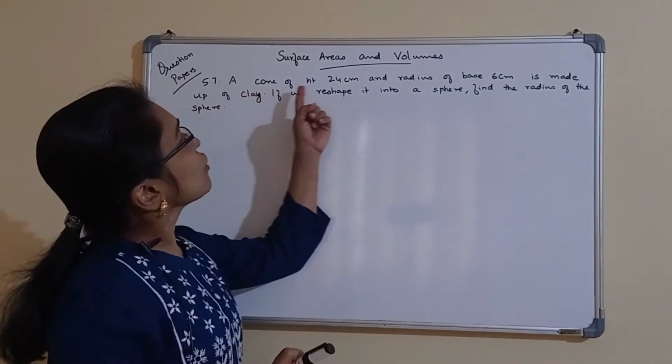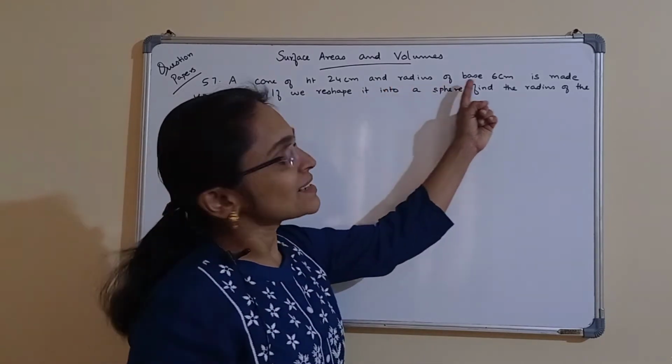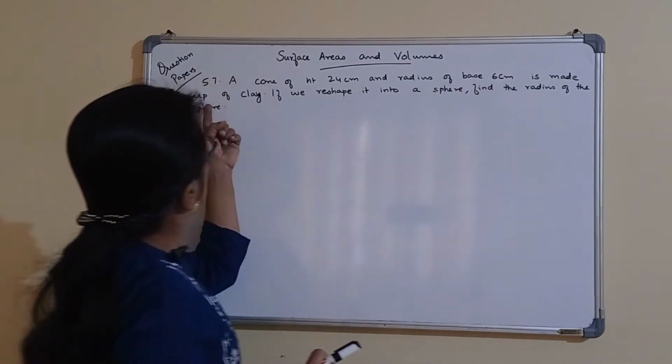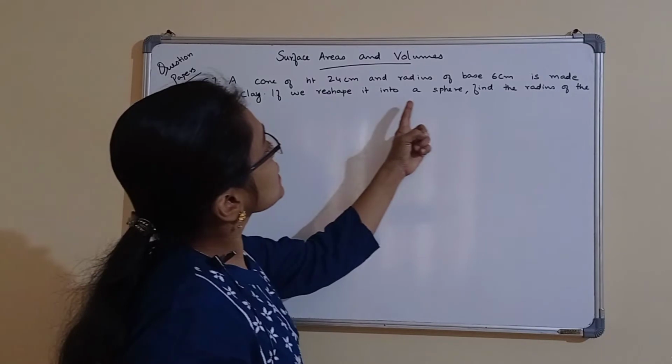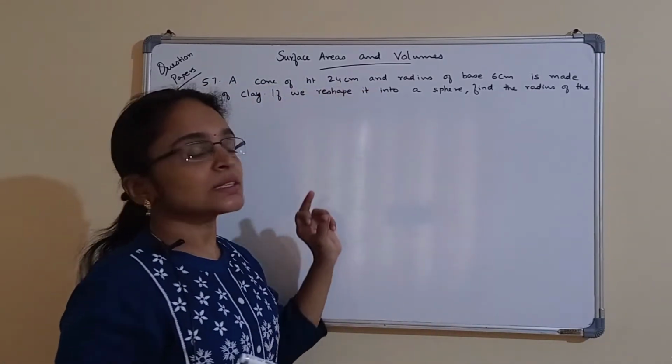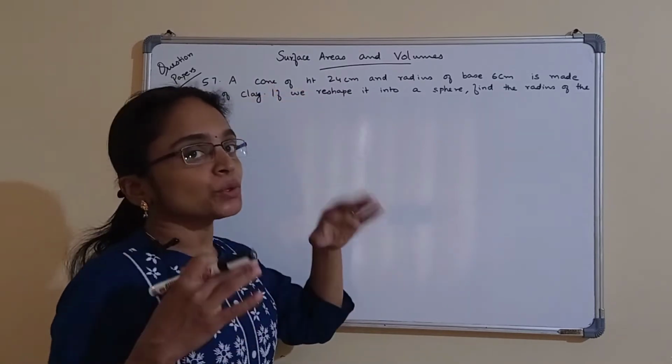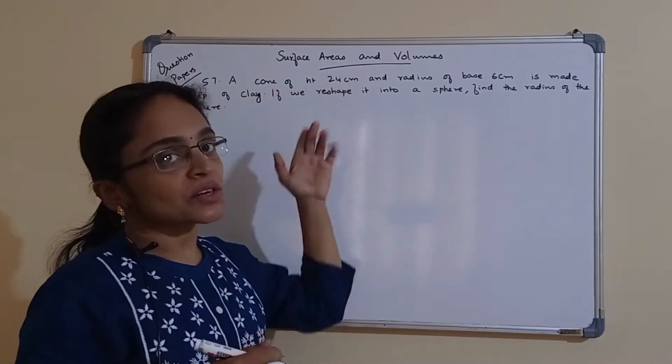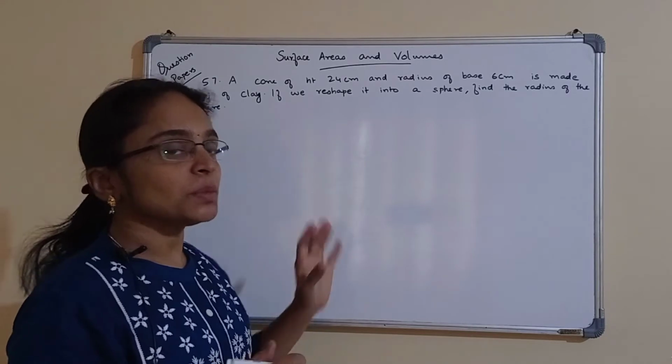57th question. A cone of height 24 cm and radius of base 6 cm is made up of clay. If we recast it into a sphere, find the radius of the sphere. So, the volume of these two will be the same because the cone is reshaped into the sphere. So, the volume will be the same.